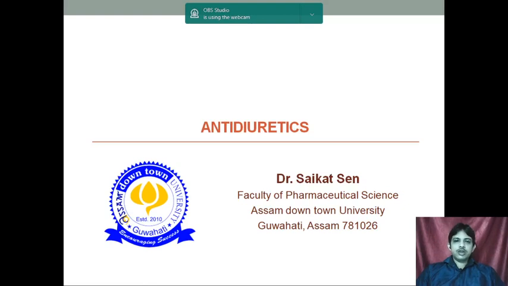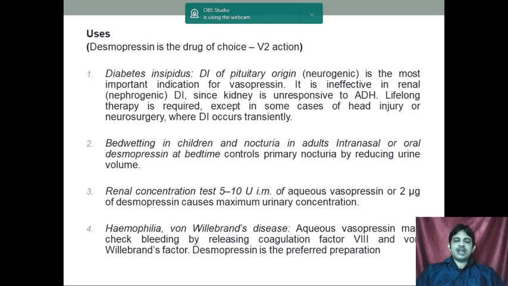Good morning. As we are discussing the antidiuretics, in the last part we'll see their uses and adverse effects. Desmopressin is the drug of choice. Mainly, it is used for the V2 action, as we have already discussed regarding diabetes insipidus.